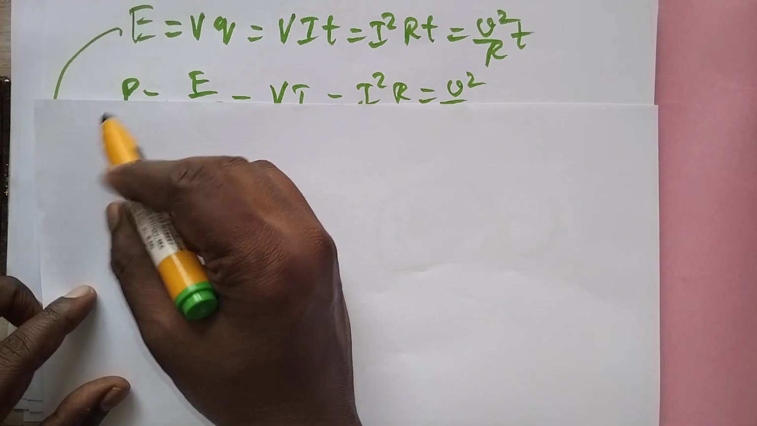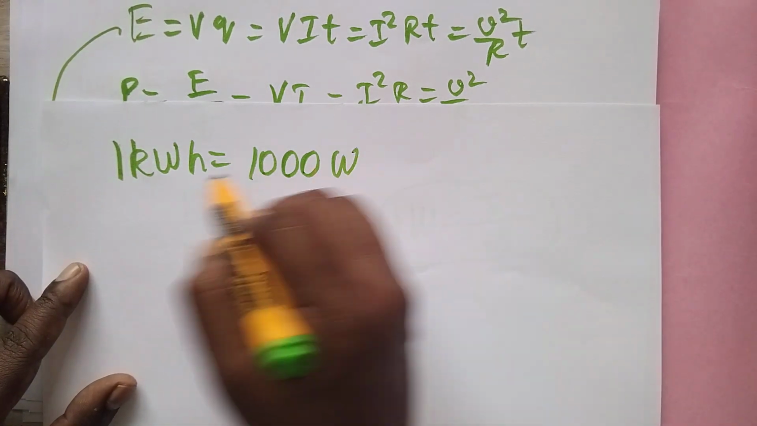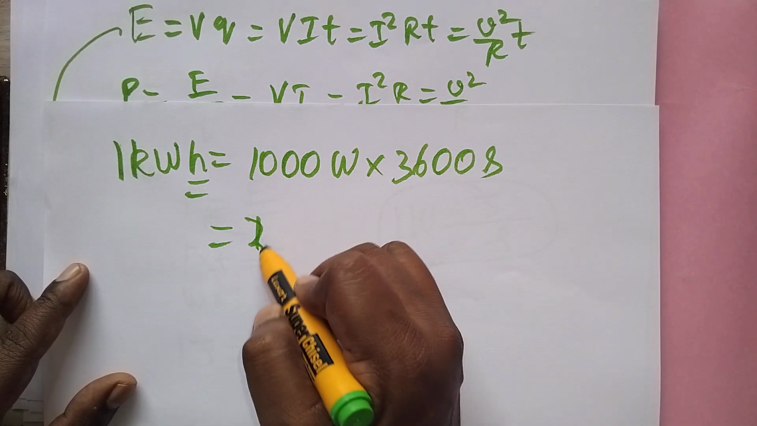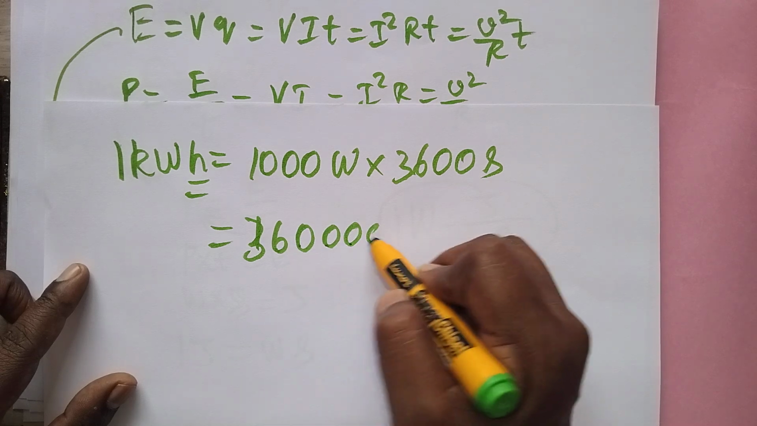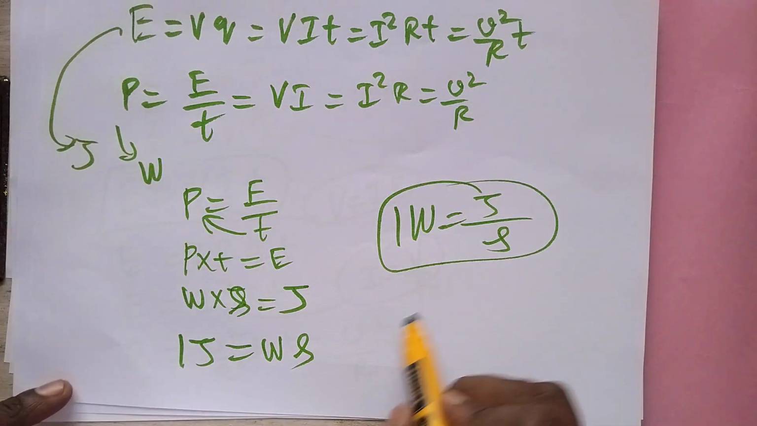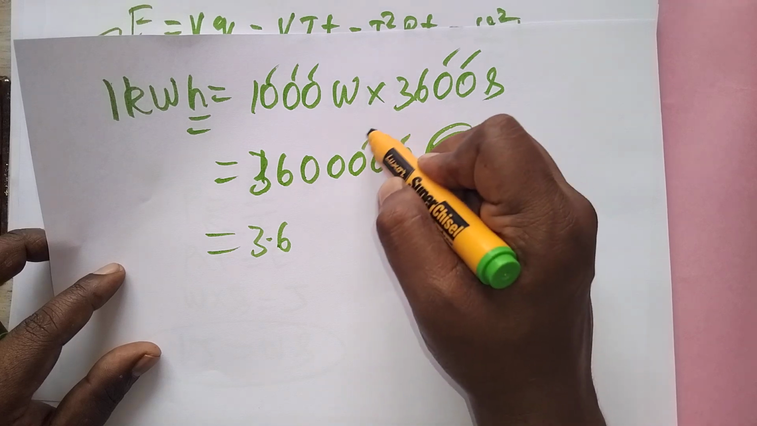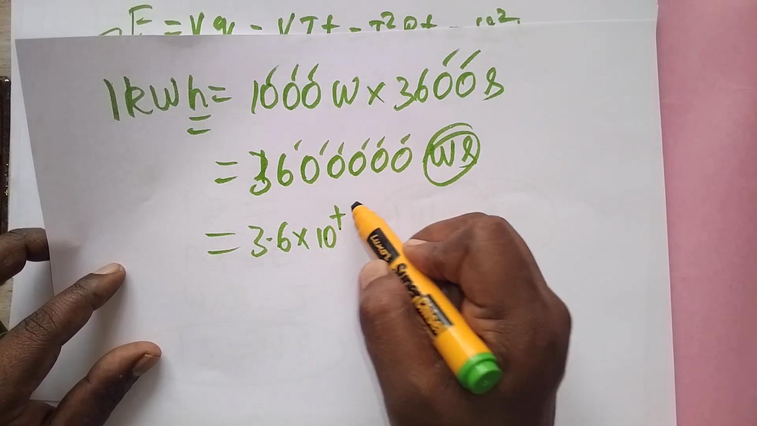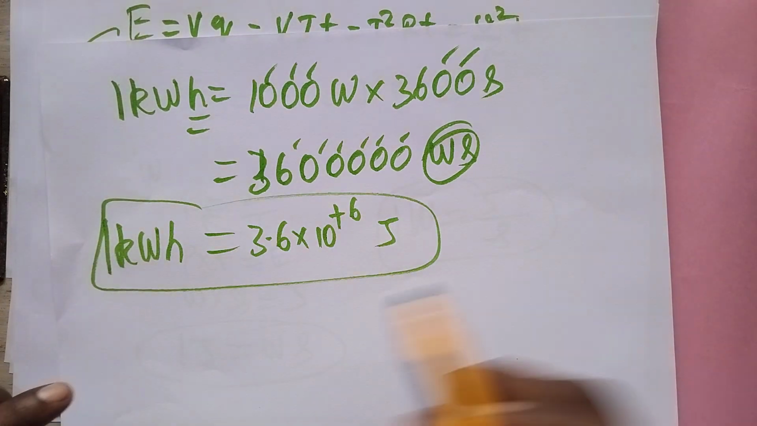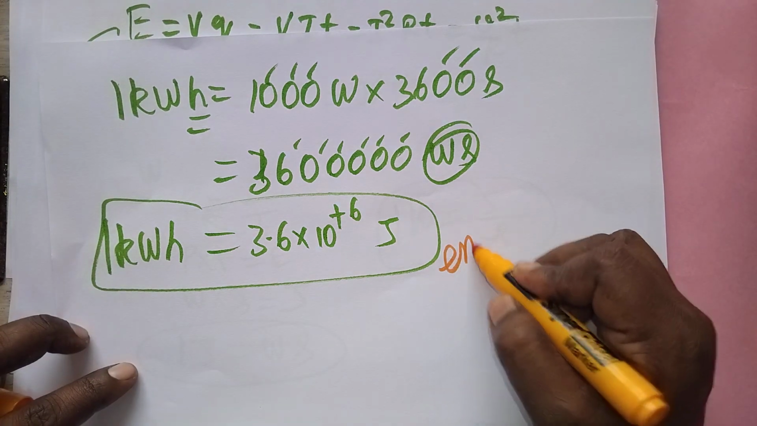Next, what is 1 kWh? 1 kWh is called kilowatt hour. It is going to be 1000 watt. 1 hour is how much? 3600 seconds. Watt into second we can call joules. So 1 kWh is 3.6 into 10 power 6 joules. So what is kWh? kWh is a commercial electrical unit. The kWh is going to represent energy.